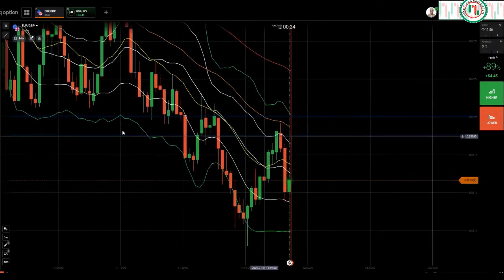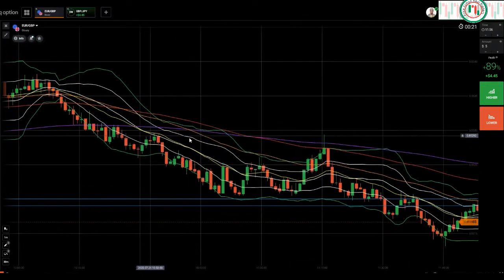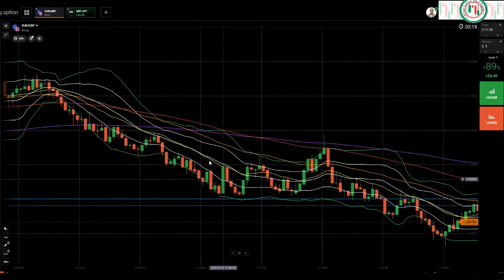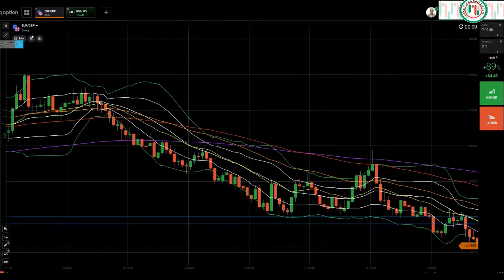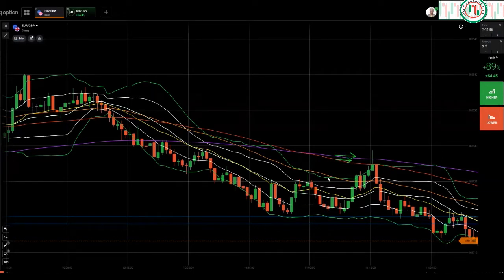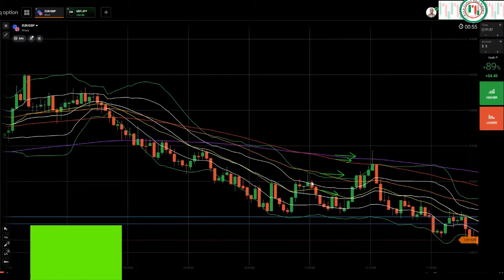So let me show you. You see here, we are in a strong downtrend. You see the alignment of the EMA here. You see 200, you see 100, you see 50, you see 20 here. Then you see here, this is the engulfing zone. This is your zone. Then you draw like this.